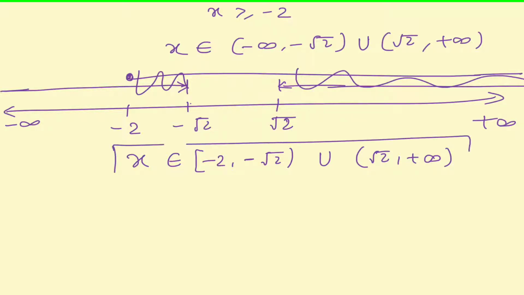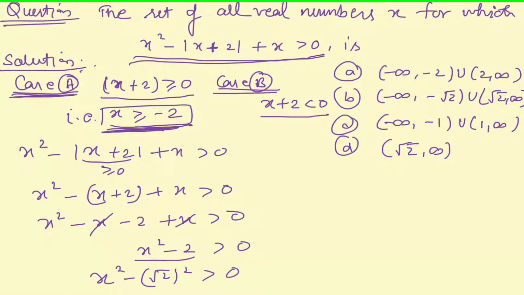So this is the answer in case A. And now we are going to solve case B. So what is case B? Case B is nothing but when x plus 2 is less than 0.